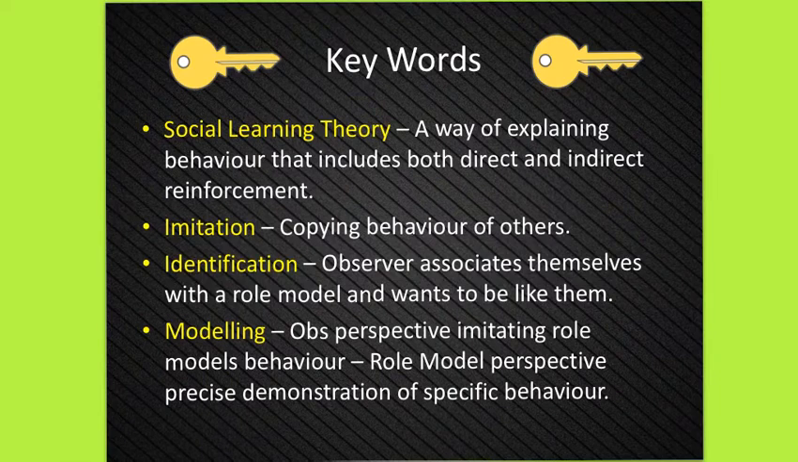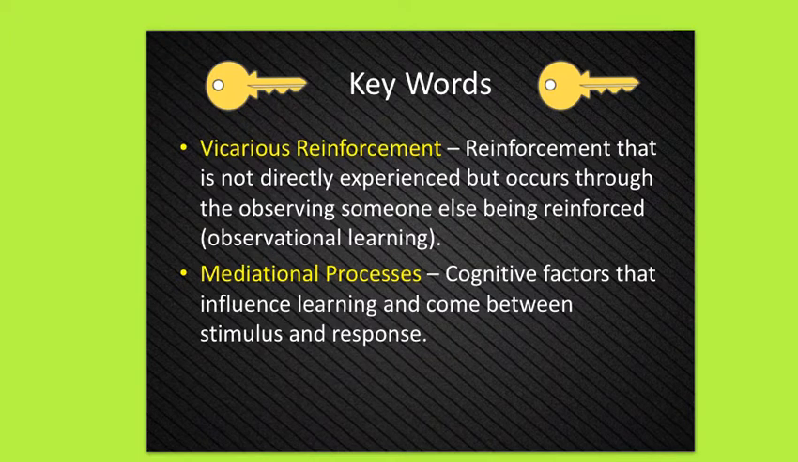Modelling, which is from the observer's perspective, modelling is imitating the behaviour of a role model. From the role model's perspective, modelling is the precise demonstration of a specific behaviour that may be imitated by an observer. And the last two keywords are vicarious reinforcement, which is reinforcement which is not directly experienced but occurs through observing someone else's reinforcement for a behaviour. This is a key factor in imitation in itself. The other key term it can be called is observational learning.